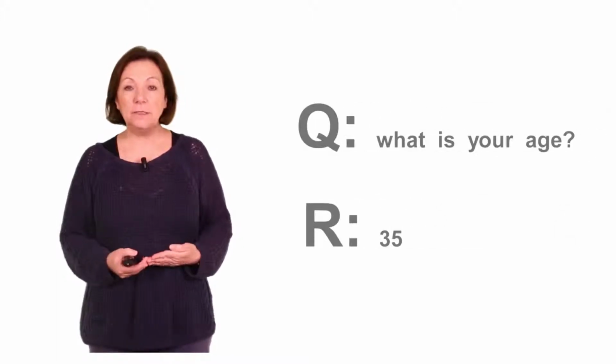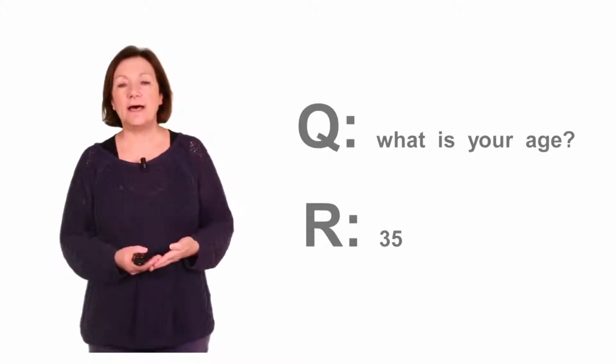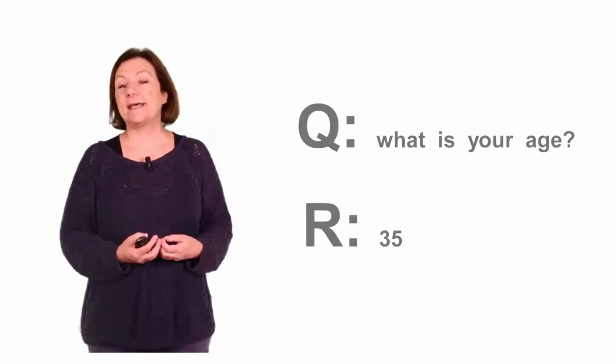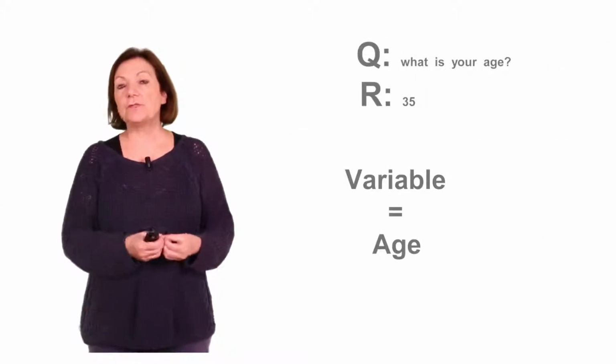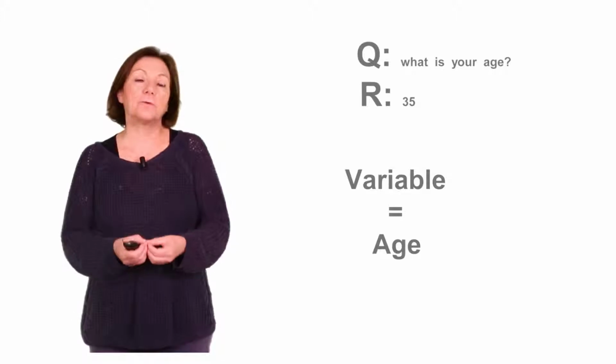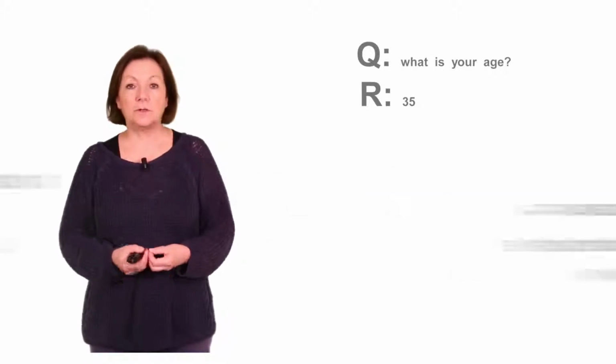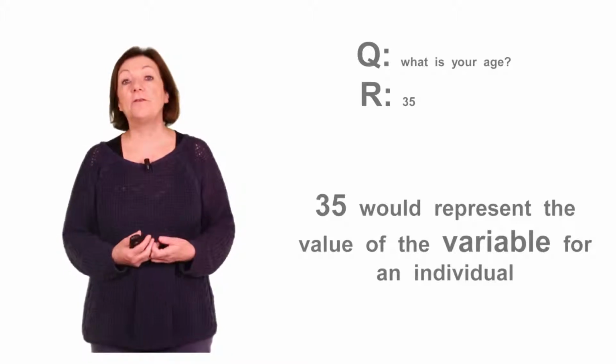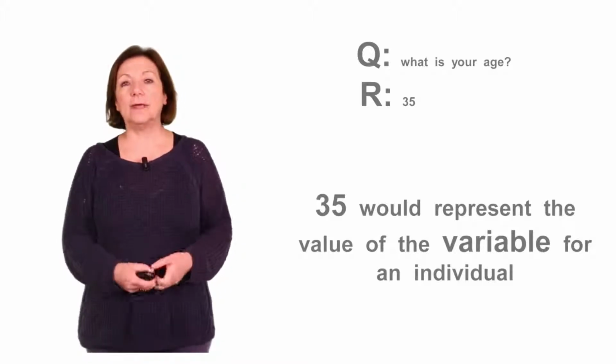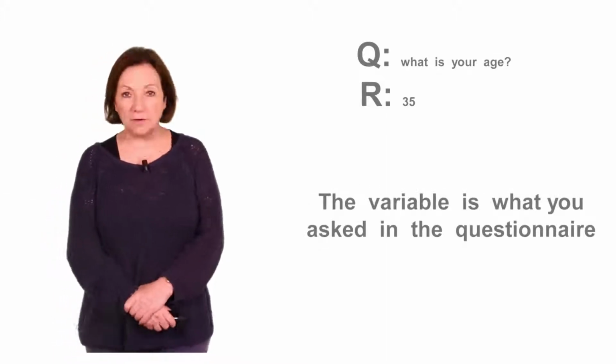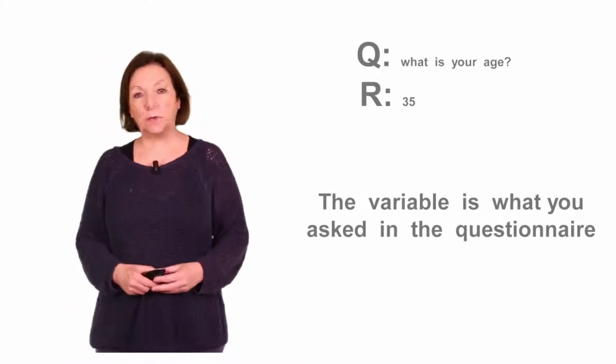Now, this is a very complicated way to say that a variable actually corresponds to a question that you have in the questionnaire. So, for instance, when you ask the respondents, what is your age? Let's say 35. Well, the variable itself is the age. And the age, of course, will define this unique characteristic for each individual. So 35 would represent the value of the variable for an individual. So remember that the variable is what you ask in the questionnaire.